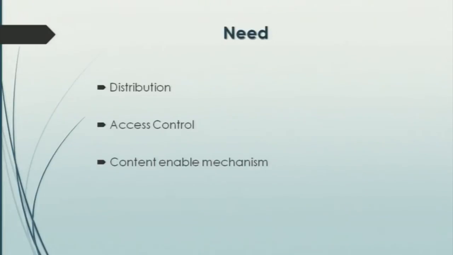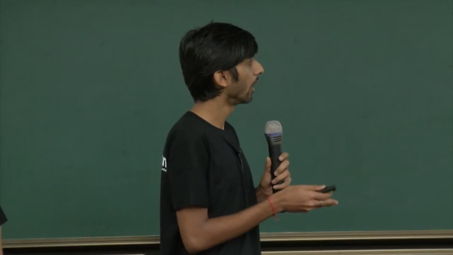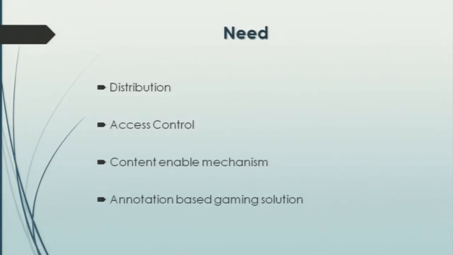Firstly is distribution. We could create quizzes on our MCQ application, but there was no way to share them with others on other devices. So we built a mechanism for that. Secondly, access control. Previously, there was no way to restrict rights, so everyone could create a quiz or play a quiz. There was no way to limit access to the application. So we worked on that. And thirdly was a content enable mechanism, so that we can restrict access to the data, so that the data can be accessed only after a particular date. And finally, we had to come up with a solution for an annotation-based gaming application.